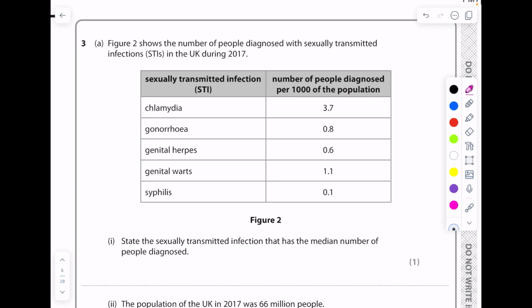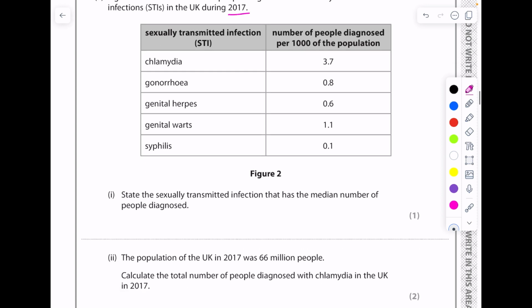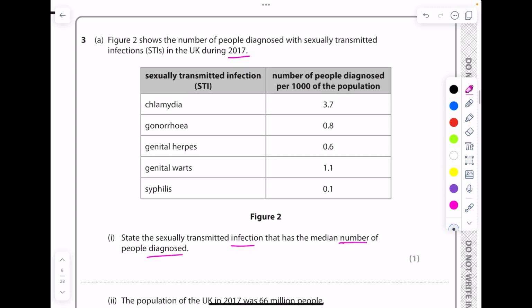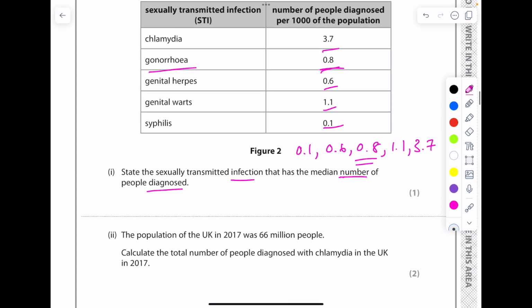Figure 2 shows the number of people diagnosed with sexually transmitted infections, STIs, in the UK during 2017. State the sexually transmitted infection that has a median number of people diagnosed. So we need to put these numbers in order, starting from the smallest. So that's 0.1, 0.6, 0.8, 1.1, 3.7, and then identify the middle number, it's 0.8, which corresponds to gonorrhea.